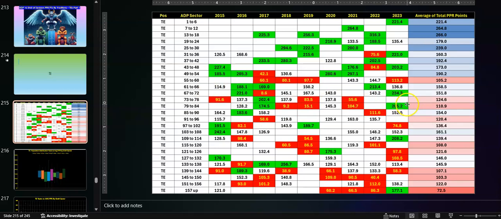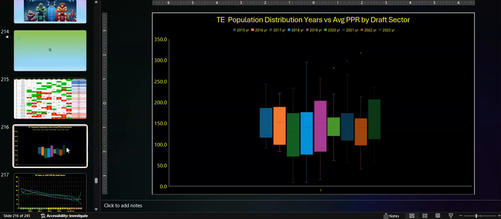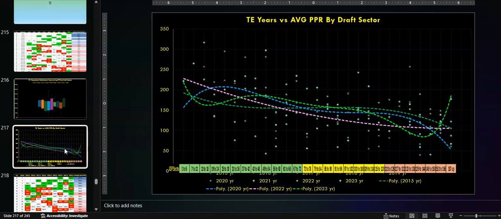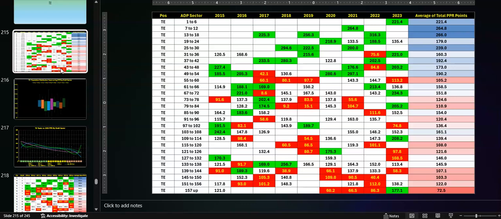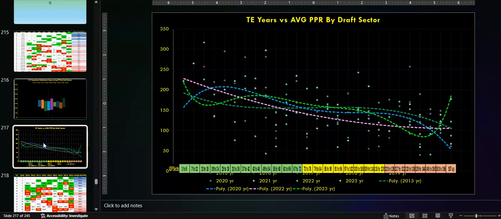So it's not out of the question that you could grab one of these, but there are some uncertainties about what you're grabbing at that point. Nothing else is really standing out to me here. If we look at the tight end years versus average by draft sector, just graphing the actual data here, here's the data, and then graphing it, looking at trends, it's a slow trend down here.